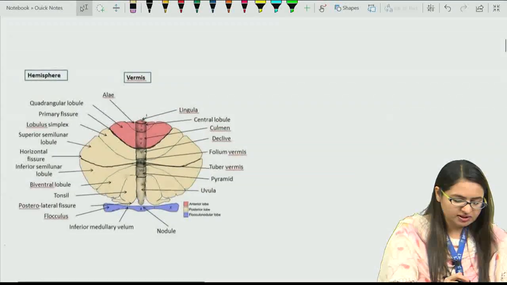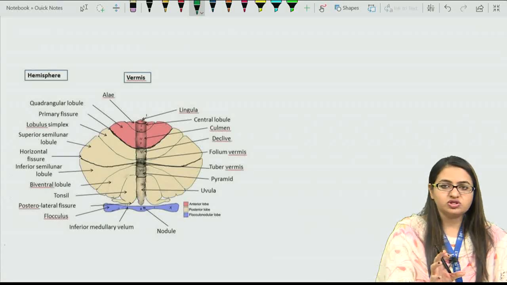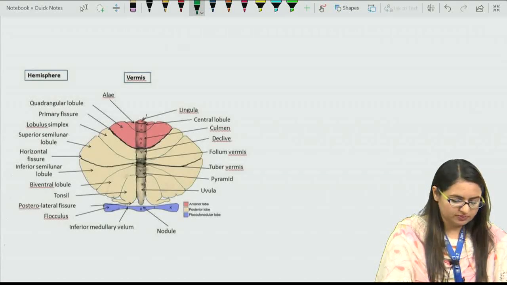This picture is showing the various portions of the cerebellum. It is divided into all these portions, and we have just discussed which portion is included in which division of the cerebellum.